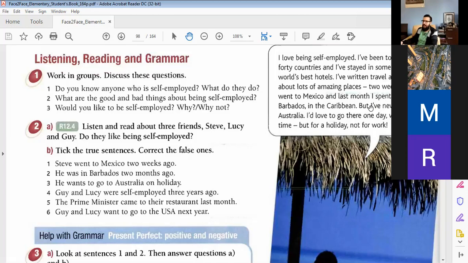Yes. False. So false. That's correct. So number 1 is true. Number 2 is false. And what's the correct answer of number 2? False. Yes. 5 days. 5 days.